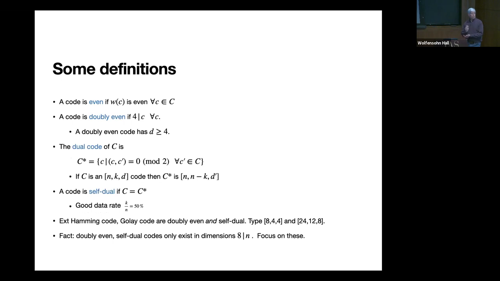All right, so that was a quick introduction. Now let me start giving some more mathematical definitions, which will be useful to us. So a code is said to be even if the weight of every code word is even. A code is doubly even if the weight of every code word is a multiple of 4. And in particular, a doubly even code is going to have a Hamming distance greater than or equal to 4, because there are no Hamming distances between 0 and 4.